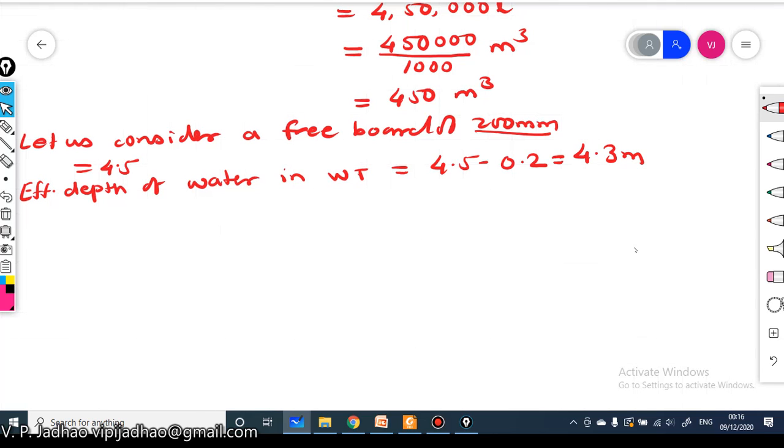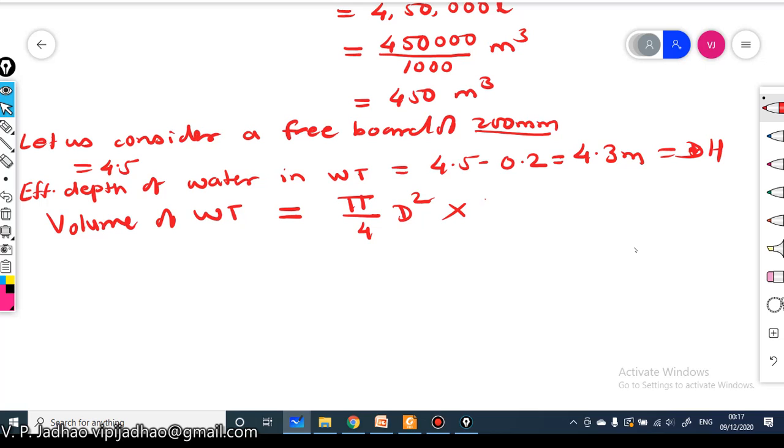Now we know that the volume of the water tank is equal to the cross-sectional area, pi by 4 into d square, where d is the diameter, multiplied by the height of water, let us consider this as H. So the volume of water tank is 450 cubic meter, equal to pi by 4 multiplied by d square multiplied by H.